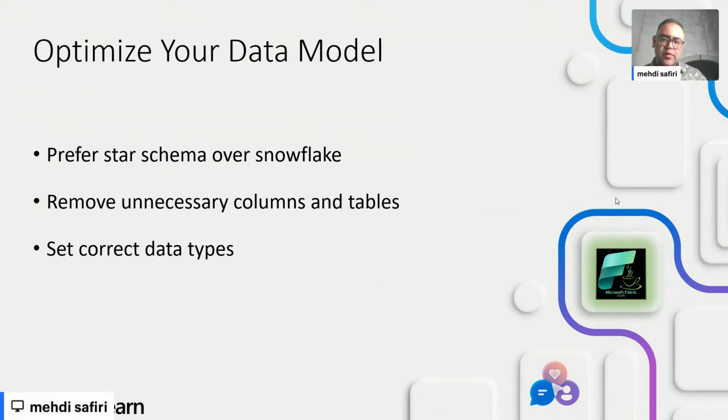The next part we must do in our optimization is remove unnecessary columns and tables. When you don't want to use it, don't load it. It's as simple as that. And data types are more than important. Some data types consume lots of RAM, memory, and if you learn to optimize and use the correct data type, your report will absolutely perform better.